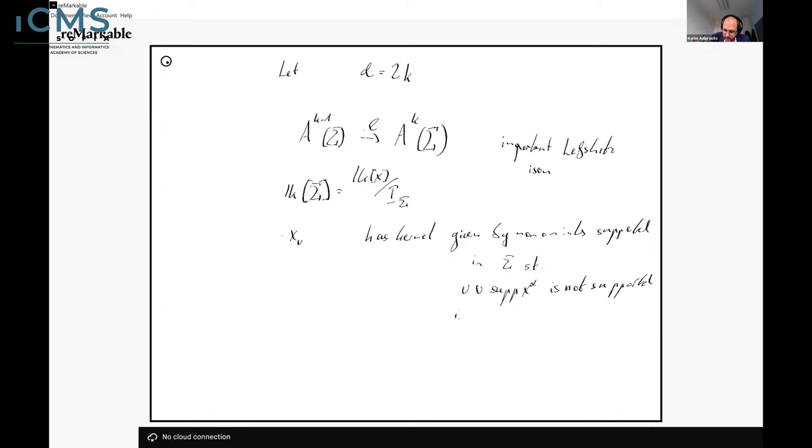And the image is also very easily described. So the image of this multiplication must be a monomial that involves XV. So it must be in the neighborhood of XV. That's it. It's a collection of those monomials that contain XV. So it's really just all the simplices that contain XV. That's it. But the image is equally described.